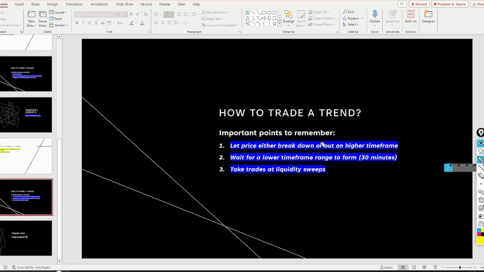So there are 3 steps to trade a trend. First of all, wait for the breakout on the higher time frame such as the 4-hour. Then wait for a range to form on the lower time frame such as the 30 minute for me, and then take the trades on the liquidity sweeps. So let's look at 2 examples, one of a breakout, one of a breakdown, so it might become more clear to you.